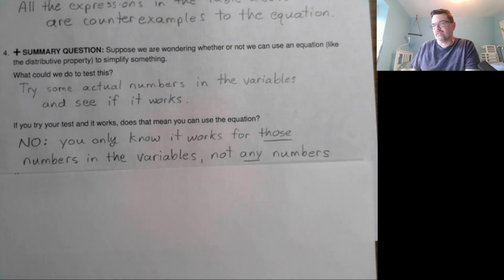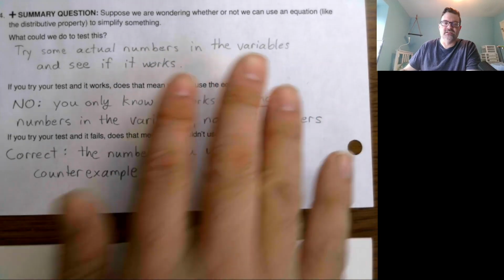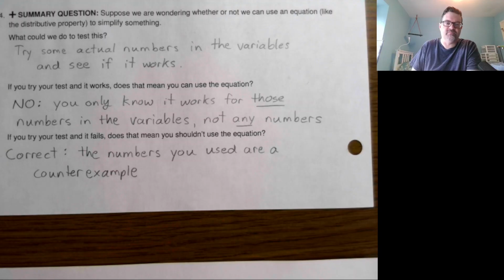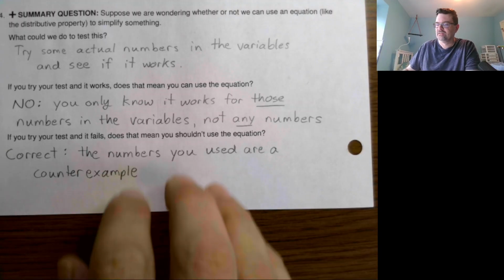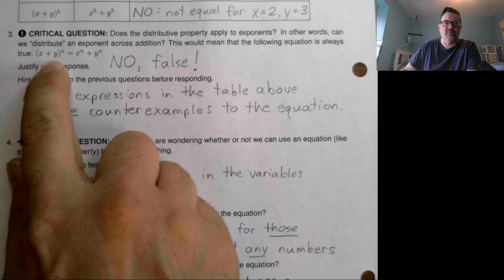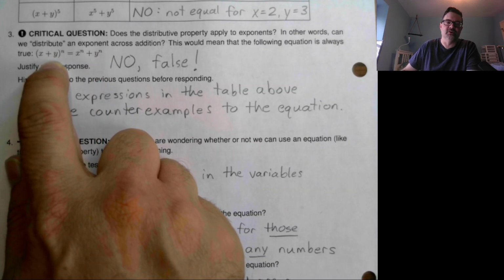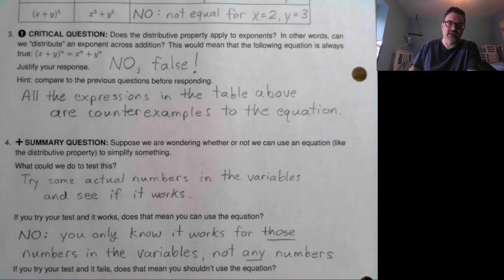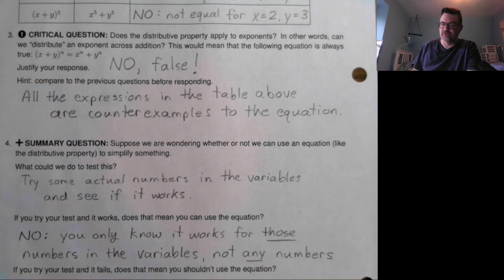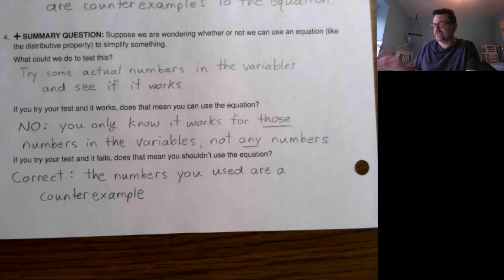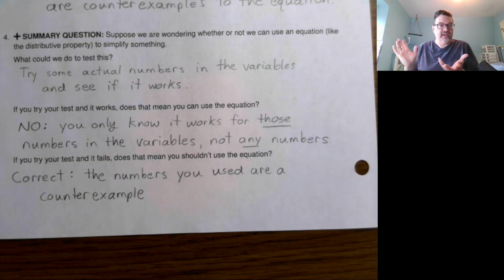All right, so what you're really looking for when you plug in some numbers is to see if things fail. If you try some numbers in the variables and it doesn't work, then you have found a counterexample and you should not use that equation. So you should not go back and forth between these two guys because they are not equal to each other in general. You can find lots of numbers for x and y and n where these guys are not equal, so you should not turn one of those into the other. So that's the idea. Testing out with some numbers doesn't prove something works, but it definitely can prove that something doesn't work. And that's what a counterexample is. All right, and that's all of this exploration.